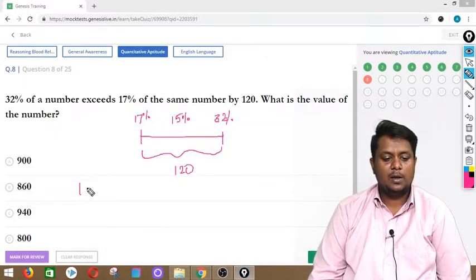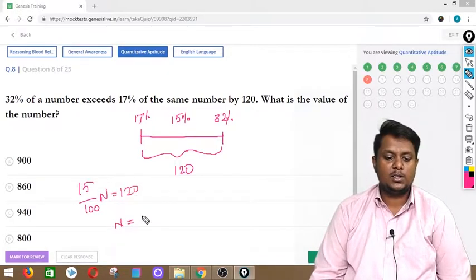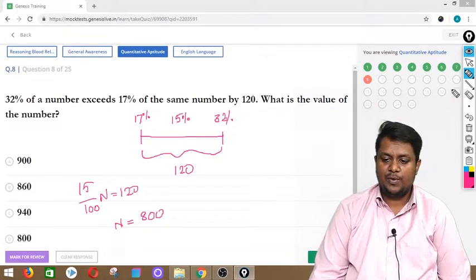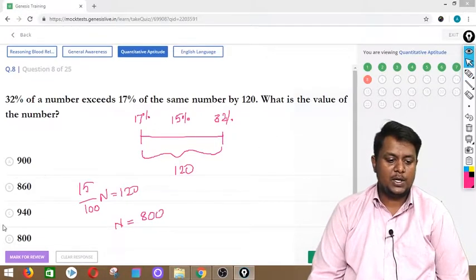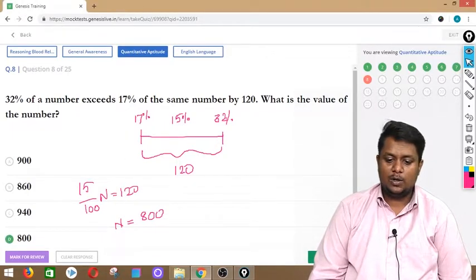So, basically 15% of a number is equal to 120. So, the number, when you solve this, you will get as 800. So, the number that we are supposed to find is 800. We will mark option D as the right answer. And let's move on to the next question.